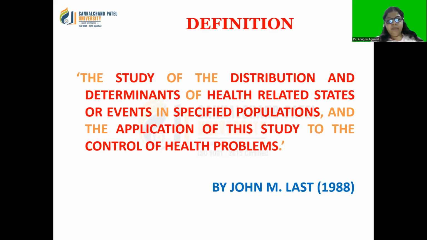And then second is determinants. That means what are the risk factors for this particular disease in that particular population? All these distribution and determinants should be related to health-related states or events happening in that specified population which we are taking into consideration, and the application of this study to control of health problems. So finally, when we know this particular risk factor is giving rise to so much disease, we can always prevent or stop that disease from happening, so the study will have an application to control that very health problem in that particular population. So this is the meaning of this definition.